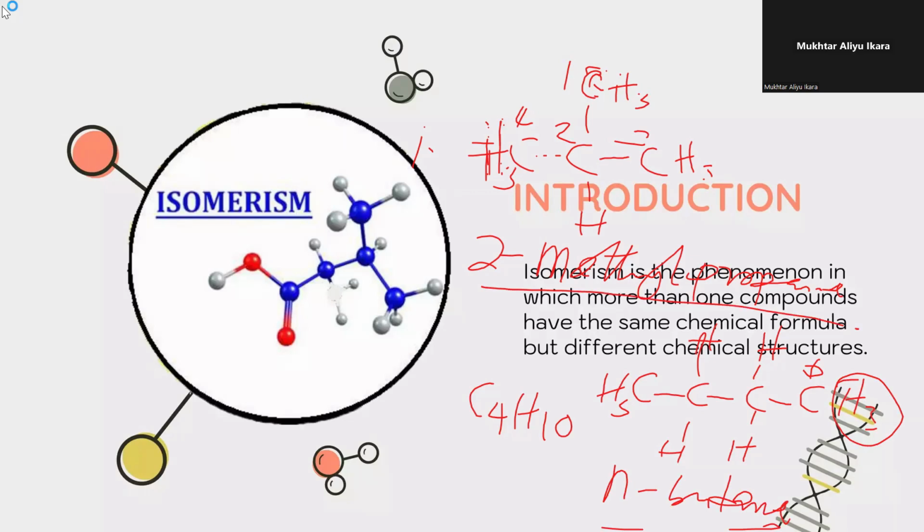In terms of the number of carbon, it is 4, and in terms of the number of hydrogen, it is 10. So they have the same number of carbon, the same number of hydrogen atoms, but the arrangement of the atoms differs. So it means that they have different structures. So isomerism is when compounds have the same molecular formula, like in this case, but they have different arrangements. This is what you call isomerism.